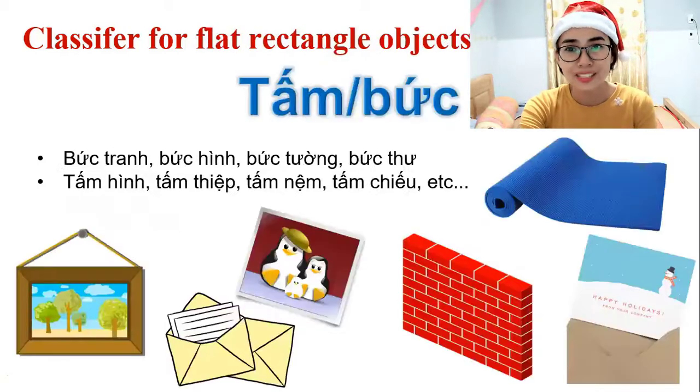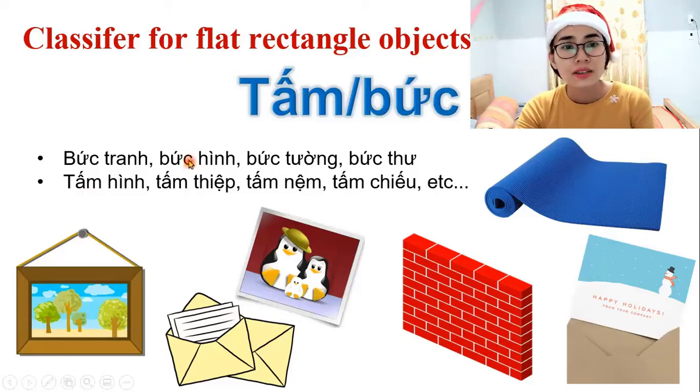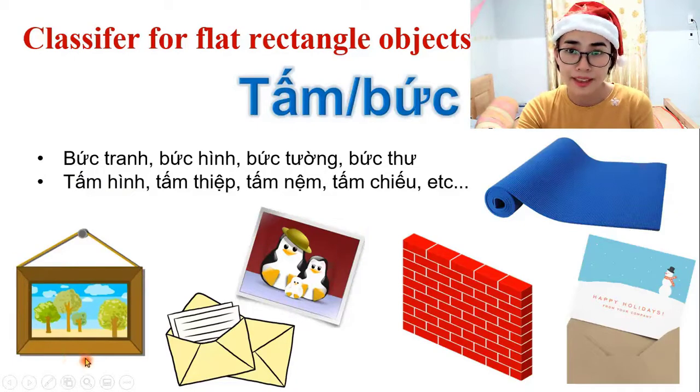Okay, let's move on. Classifiers for flat rectangle objects. So we have tấm or bức, for things that look like this. Bức tranh, bức hình, pictures, photos, bức tranh, painting, or the wall, bức tường, or the letter, bức thư.